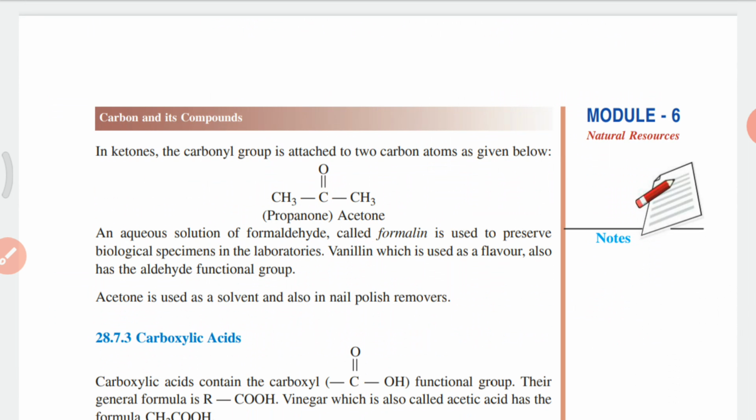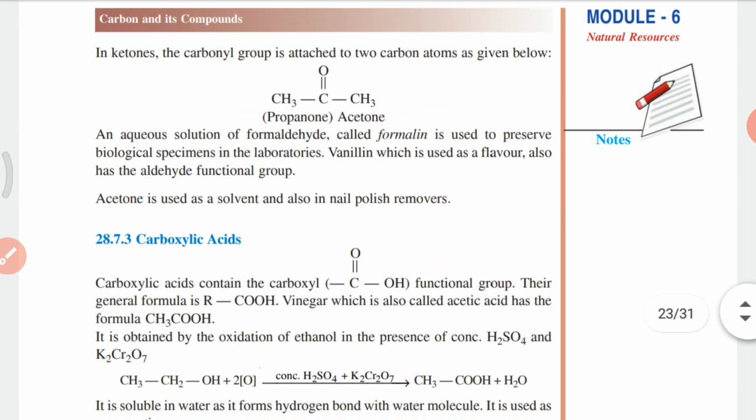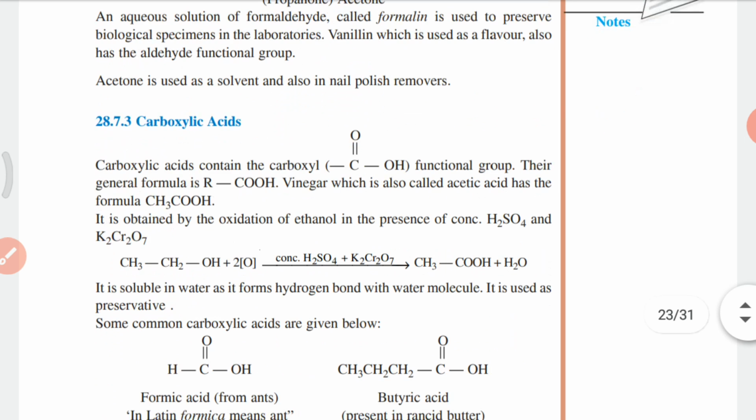Formaldehyde, formalin, is used to preserve biological specimens. You may see biological specimens, the parts of humans and other animals, in labs, in hospitals, etc. They use formaldehyde or formalin to preserve all of these. Vanillin, which is used as a flavor, also has an aldehyde functional group. Acetone is used as a solvent and also in nail polish removers.